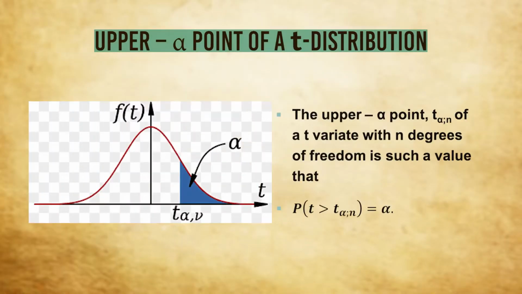Now we come to the upper and lower alpha points of a T distribution. What is an upper alpha point of a T distribution? The upper alpha point, which we denote by t with suffix alpha semicolon n, of a T variate with n degrees of freedom is such a value that the right-tailed area beyond this value is alpha. You can see on your screen, probability T greater than t alpha semicolon n is alpha. So there is a point in the T distribution such that the probability that T will exceed this value is alpha. By definition, it is called the upper alpha point of a T distribution.